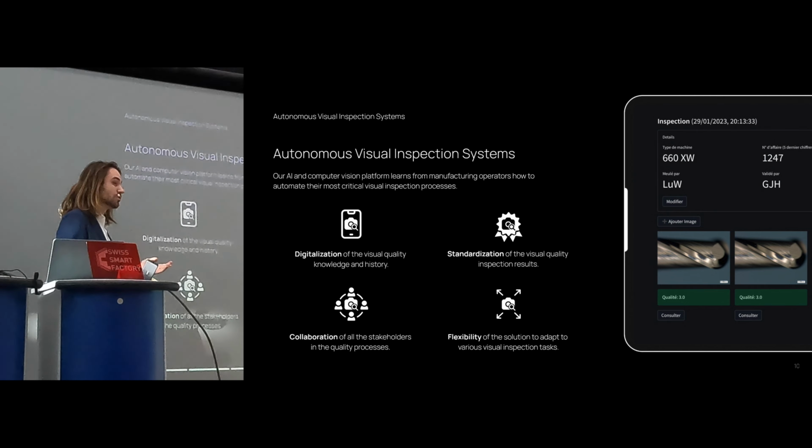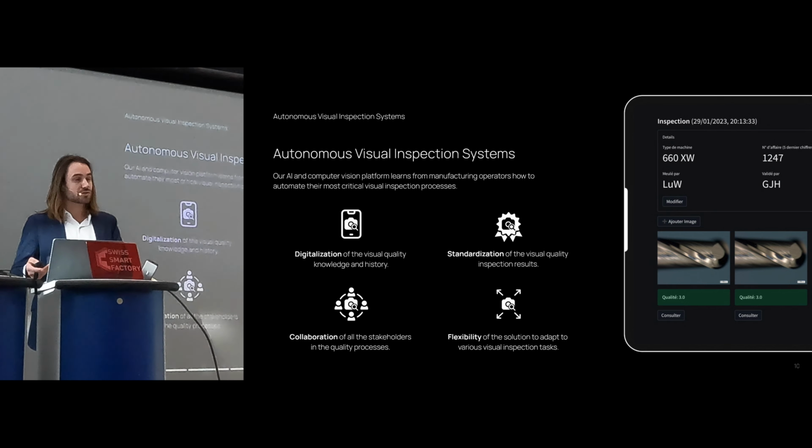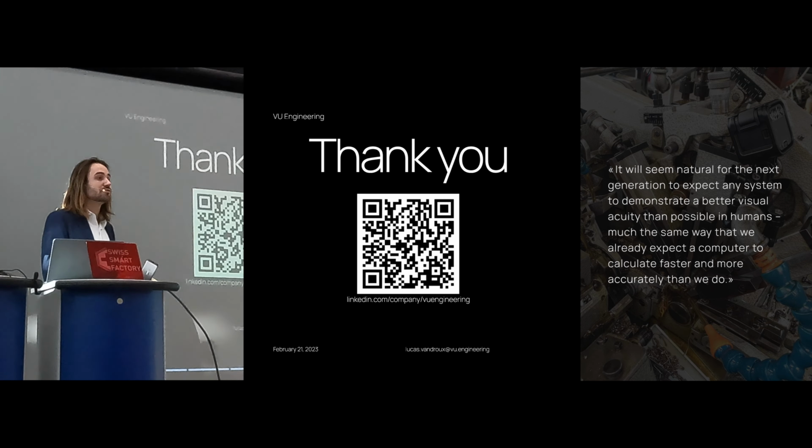This is very useful if you want to digitalize the visual quality inspection process that you have, but also to standardize it and to help the collaboration between the different quality stakeholders. At the end, it's way more flexible than a traditional computer vision or visual inspection system, as you're the one teaching the system what it should look at. And you don't need specific engineers that are going to look at what the parts and the problems are, and build a very customized system to only solve a part of the visual inspection of a factory. So that's all for me.